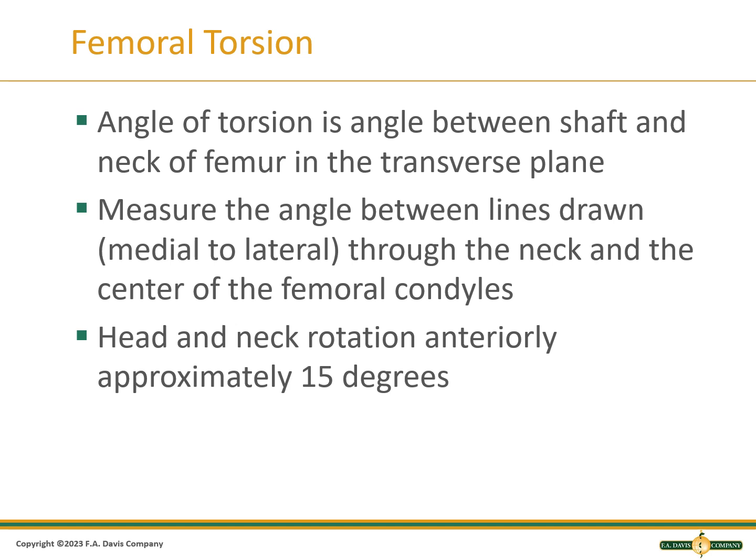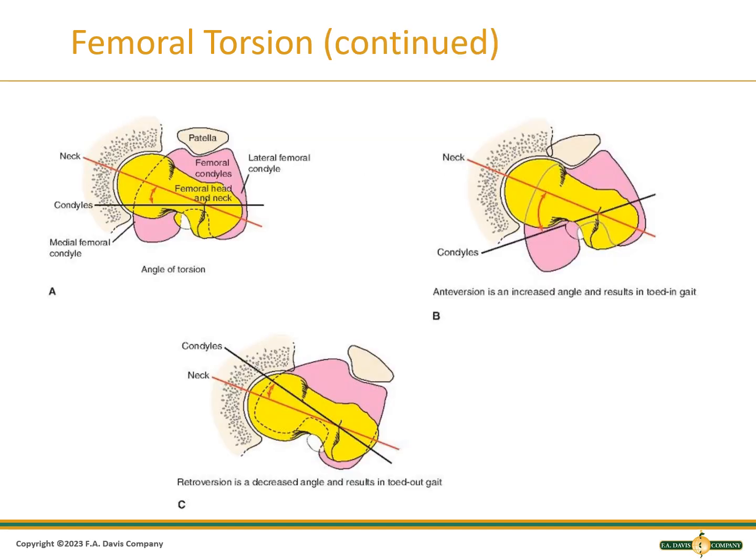The head and neck rotation should be approximately 15 degrees anterior. So let's look at the picture and make it a little clearer. So in a normal angle of torsion, looking at picture A here, drawing a line through the condyles, we take a line through the neck, and that should be our 15 degrees anterior. So our femoral head sits anterior to our shaft in that rotated position.